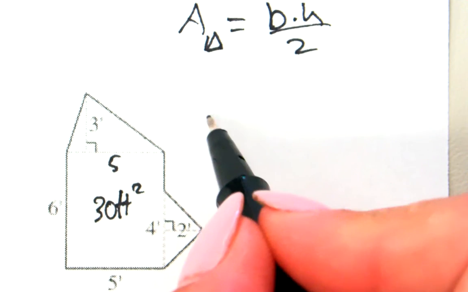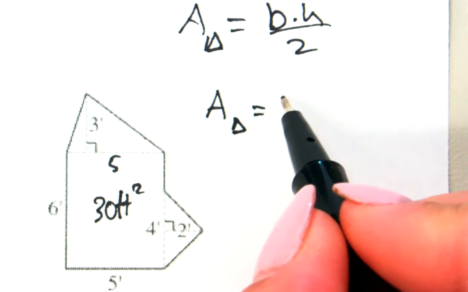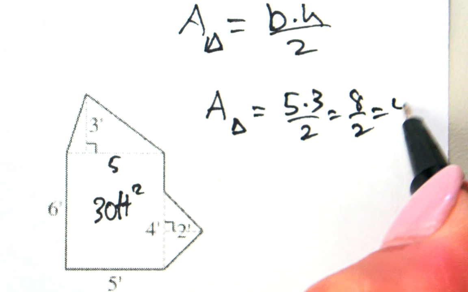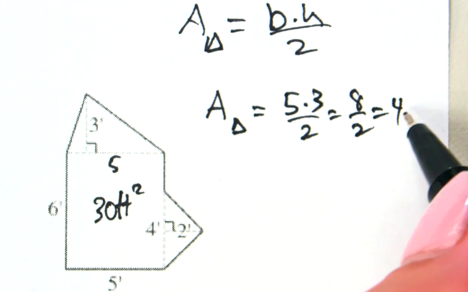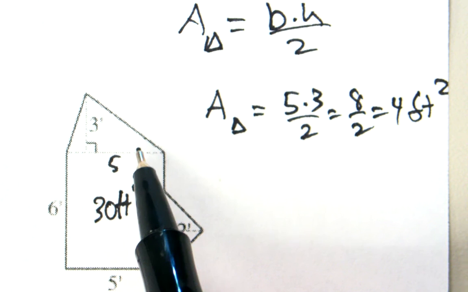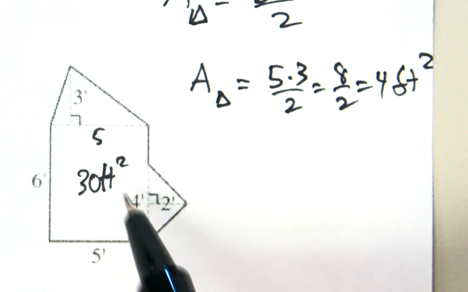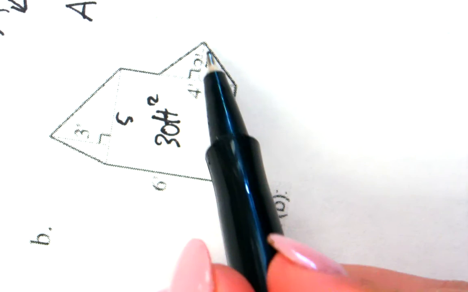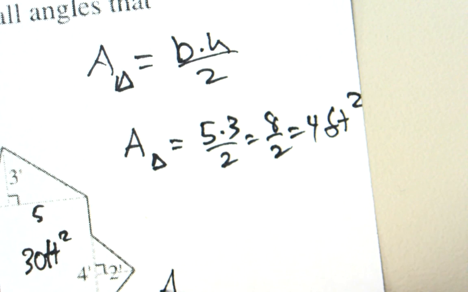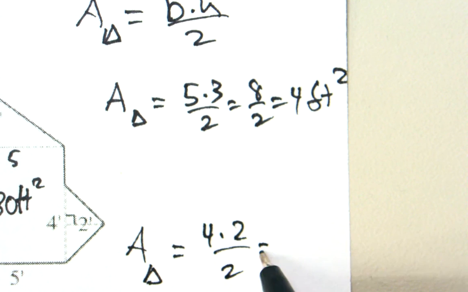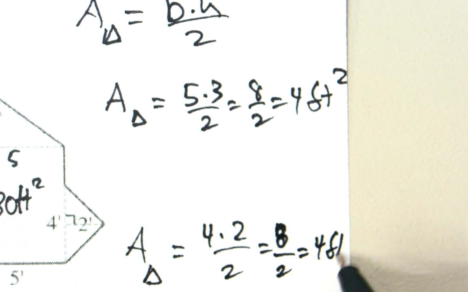So the area of triangle number 1, or the triangle at the top, should be base 5 times 3 divided by 2, so you get 15 divided by 2. I'm going to skip units for right now. Actually, no, I'm not. Feet squared. So this little top triangle is feet squared. Now, this bottom triangle, your base is 4 and your height is 2. So the other triangle, your base is 4, your height is 2, all divided by 2. So you should get 8 divided by 2, which is 4 feet squared.